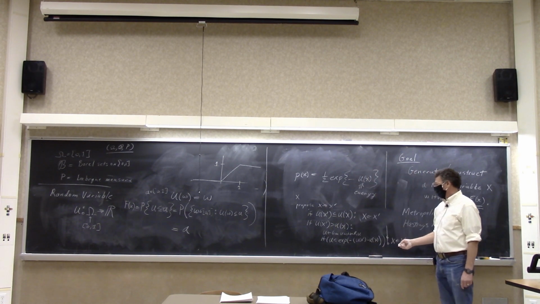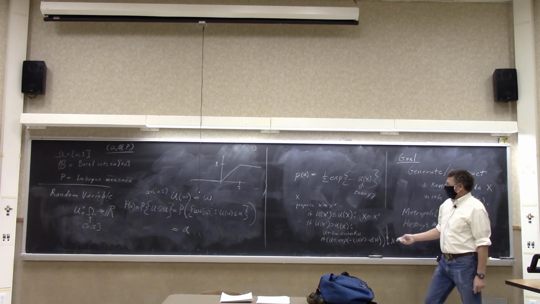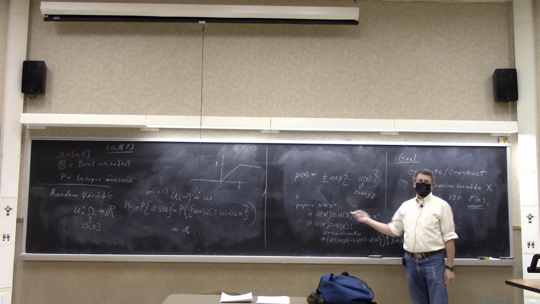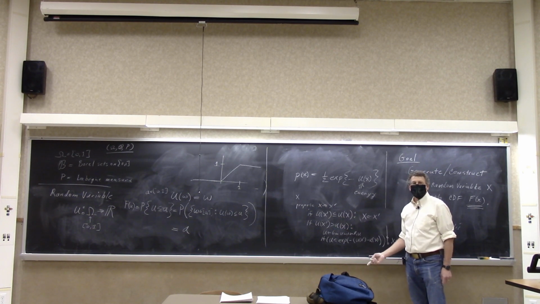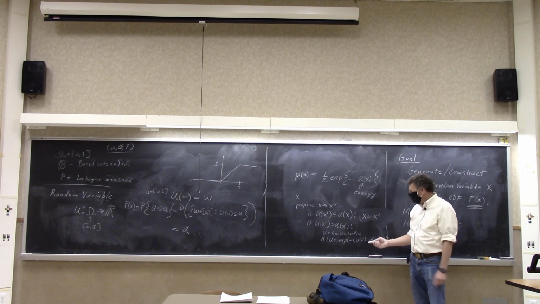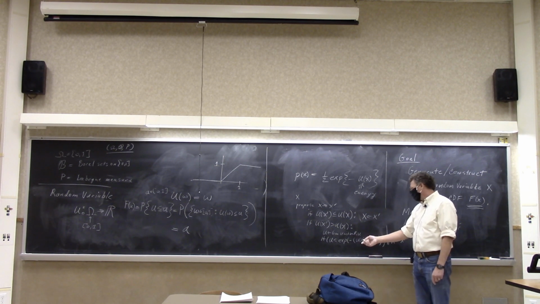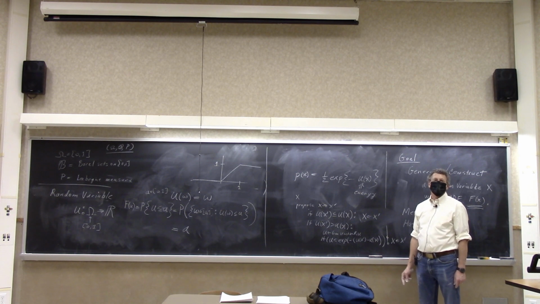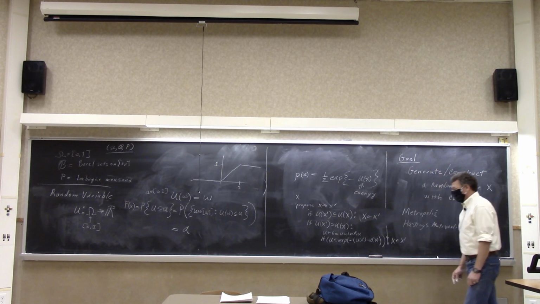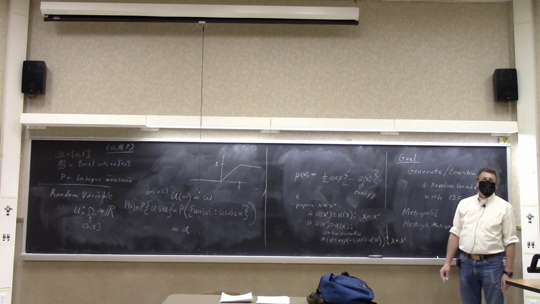That's the pseudocode. So if the energy goes down, you accept the proposal. If the energy goes up, you accept the proposal with probability e to the minus the change in the energy. So if the energy goes up a lot, it's very unlikely you're going to accept the proposal.